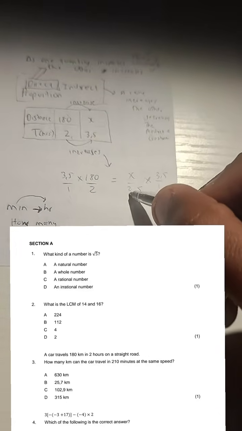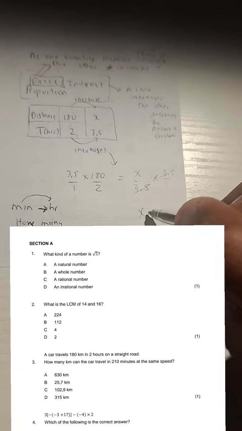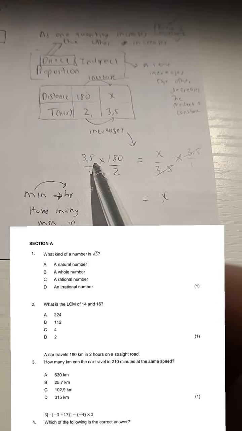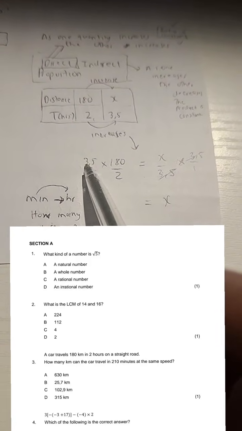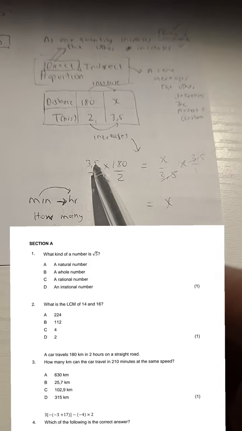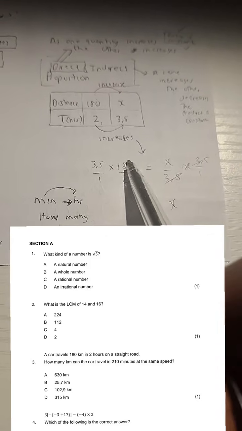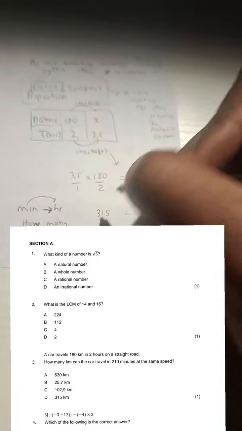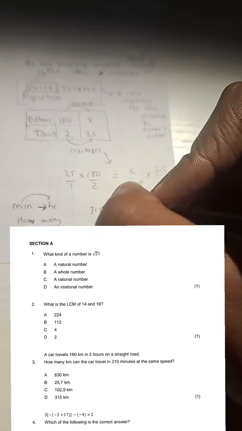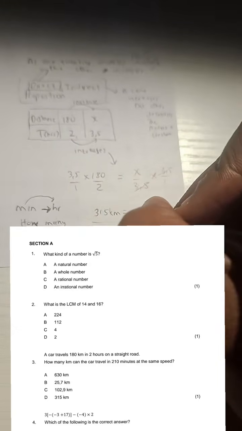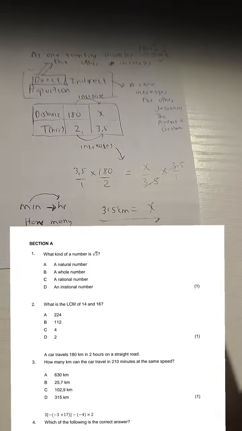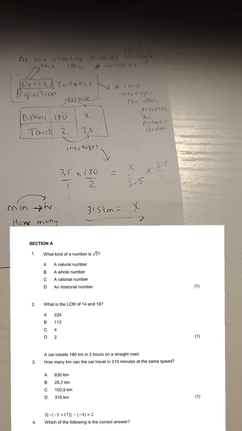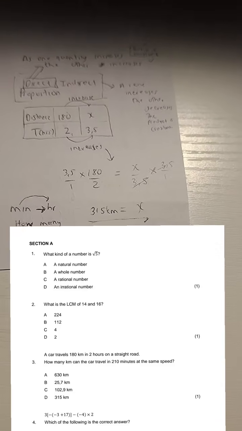What does this lead to? It leads to the cancellation. X is isolated. Now you can grab your calculator and multiply 3,5 over 1 times 180 over 2. Guys, it should lead you to 315. Again, 315 kilometers. And this is how we do this question using direct proportion.